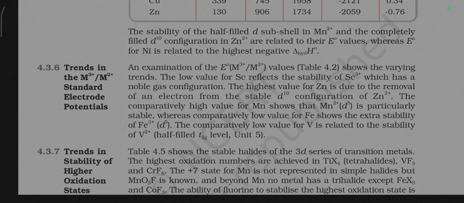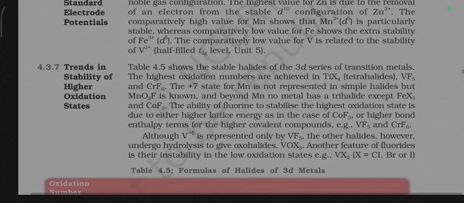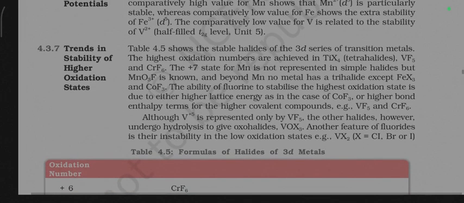The comparatively low value for V is related to the stability of V2+ with its half-filled t2g level. Unit 5. Trends in the stability of higher oxidation states. Table 4.5 shows the stable halides of the third series of transition metals. The highest oxidation numbers are achieved in the tetrahalides TiX4, VF5 and CrF6.